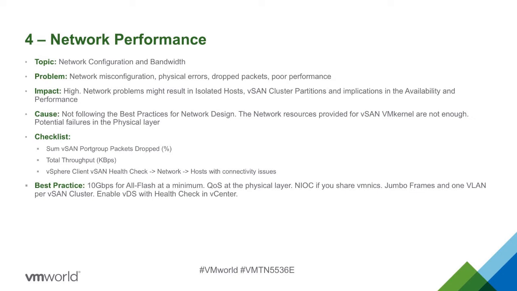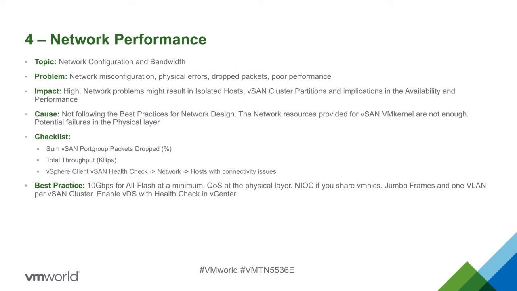The best practice for vSAN networking is very easy because, first of all, we have to know the amount of VMNICs that we are using. For example, are we sharing VMNICs for vSAN and some other VMkernel ports? If yes, then the best practice is to use virtual distributed switches plus Network I/O Control.